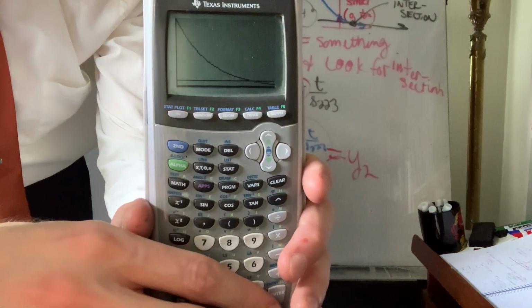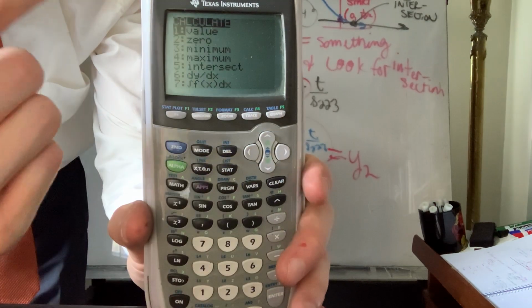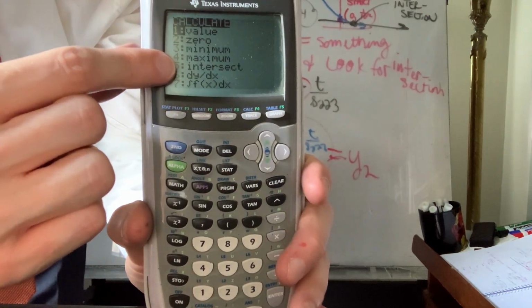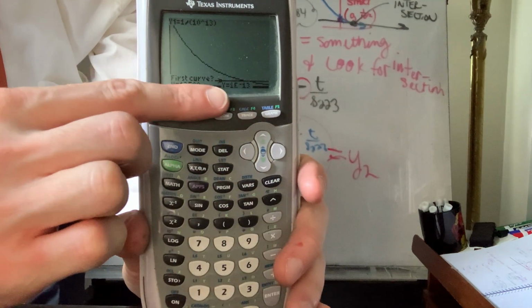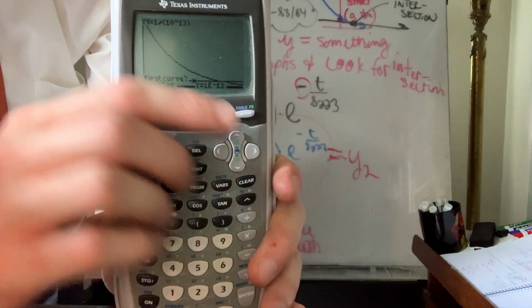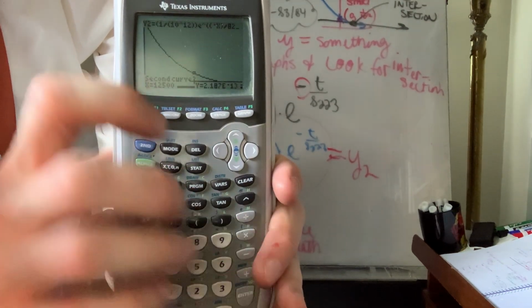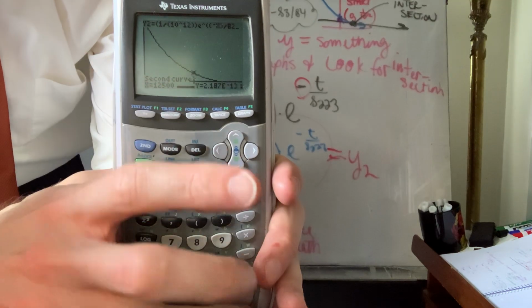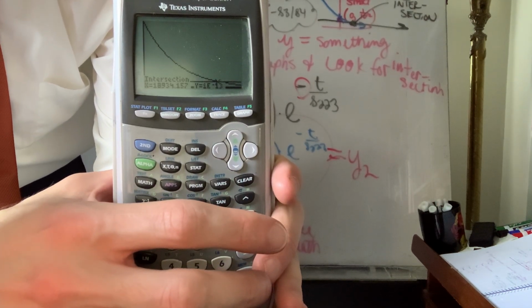So if you go through second and then trace to get the calc feature engaged, notice that there is intersect. So choose option 5. It's going to ask you, is this the first curve? Which is kind of a silly question because it's a flat line, but you go, yeah. Then it moves up to the second actual curve, and you go, yeah. Then you want me to guess? And you go, yeah. And there it tells you.